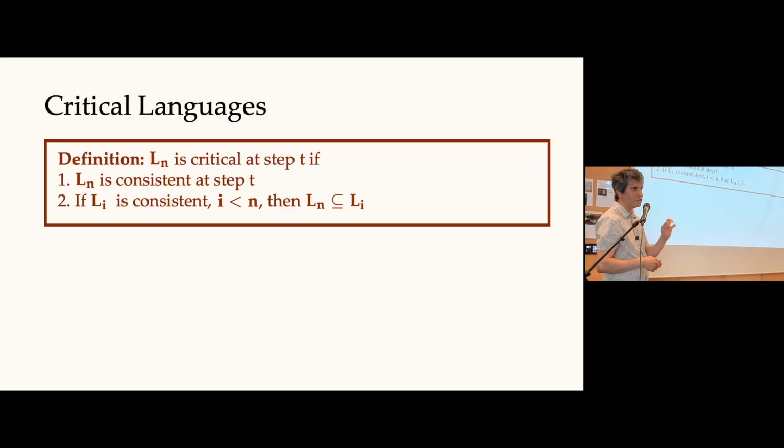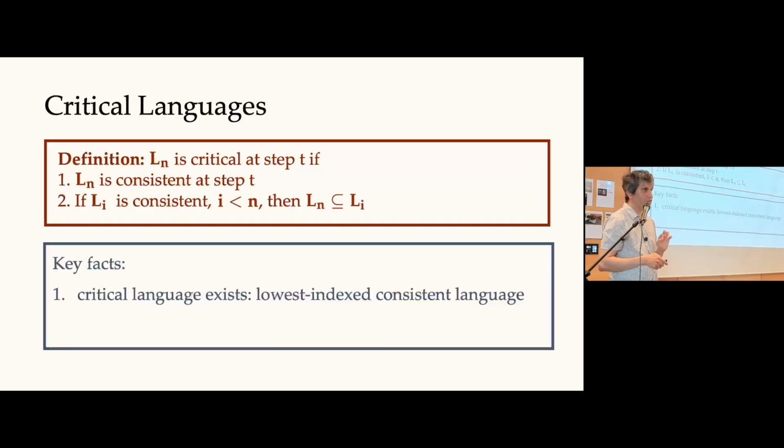Okay, and that's the definition of a critical language. So I say that a language Ln is critical at step T if, number one, it's consistent, right? And number two, if any language before it is consistent, then Ln must be a subset of Li. Okay, so Ln is consistent. If there's some language before it that's also consistent, Li is consistent, then Li must be a superset of Ln. Okay, so if these conditions are satisfied, then Ln is critical, right?